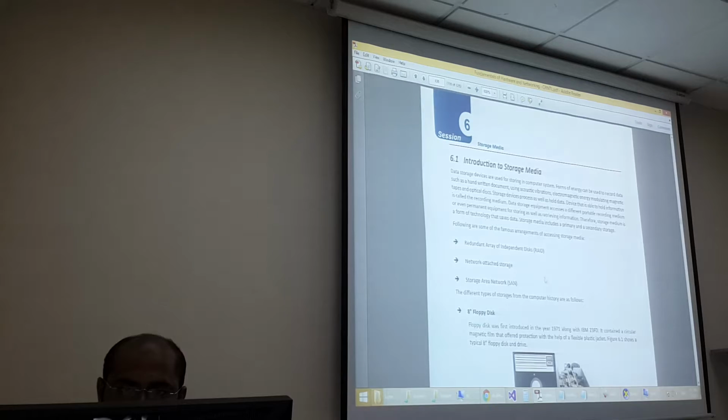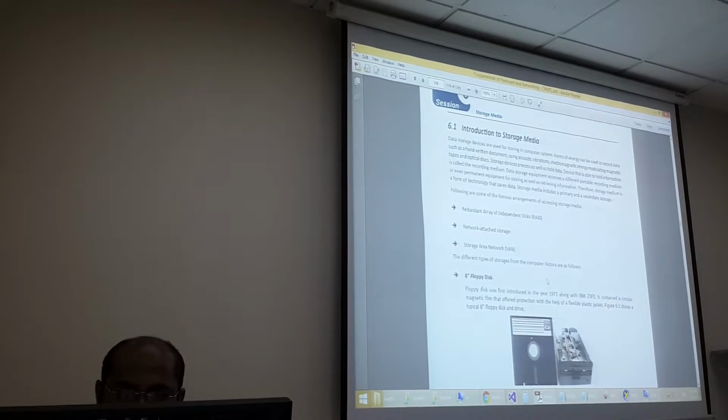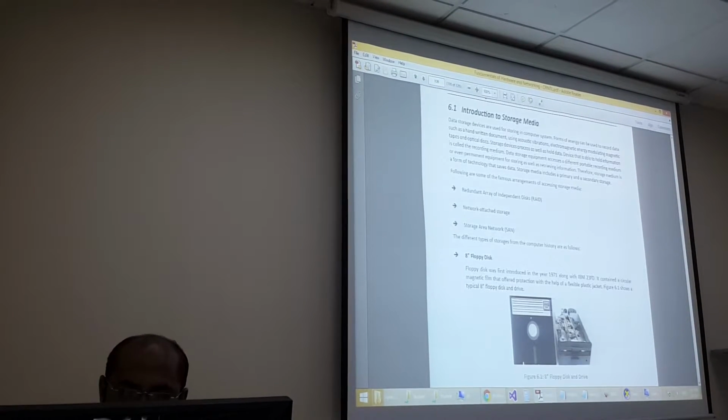Okay, so starting from this one. Does anyone know what this is? Floppy disk.